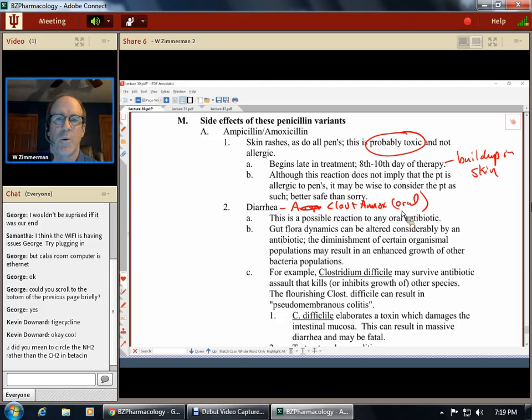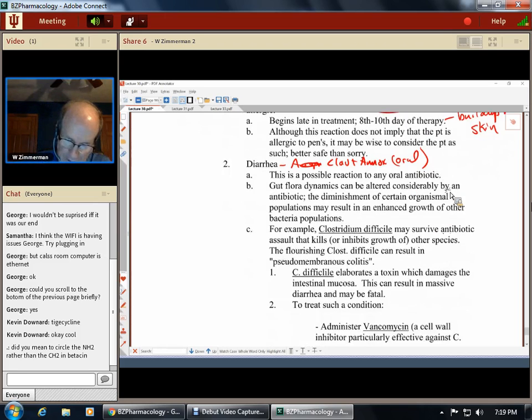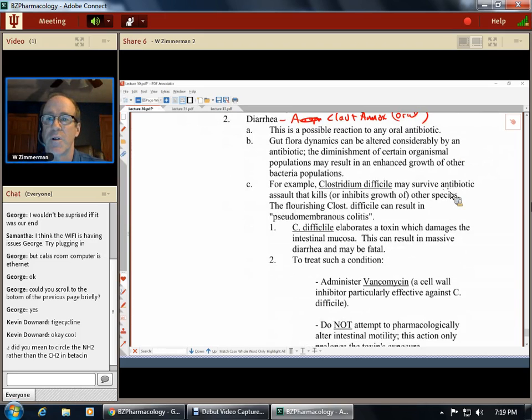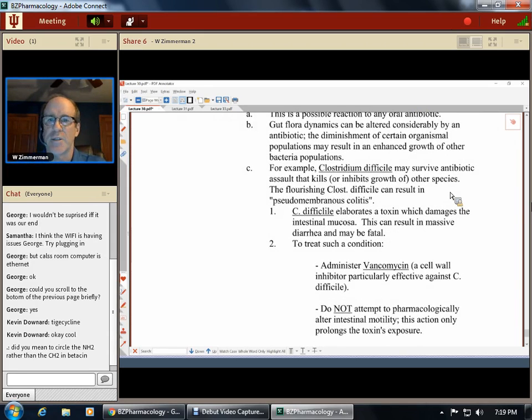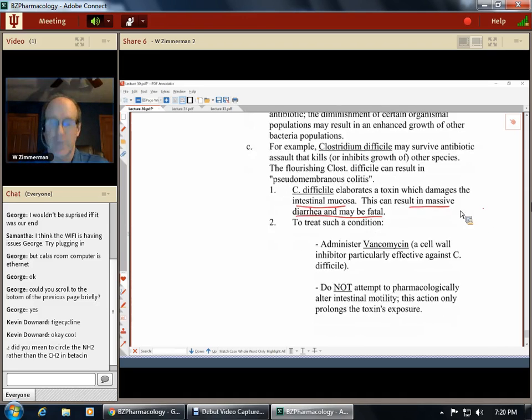What occurs here, though, you're disrupting the gut flora dynamics. And unfortunately, you can cause an overgrowth of Clostridium difficile. It will survive that, and the balance of nature of the gut gets disrupted. So the difficile will put out a toxin which damages the intestinal mucosa, resulting in a massive diarrhea. So to treat such a condition, and I'll come back to this a couple of times.